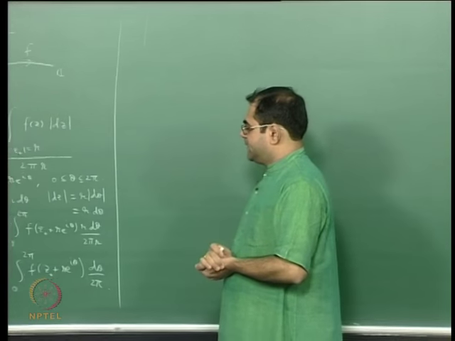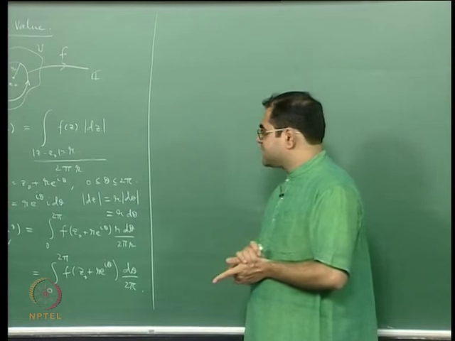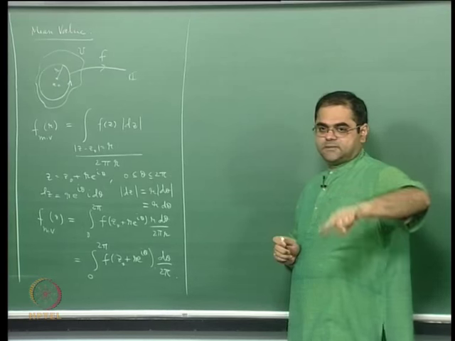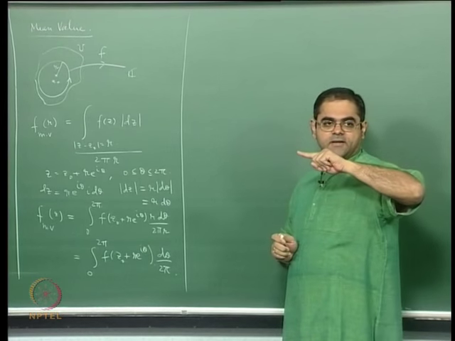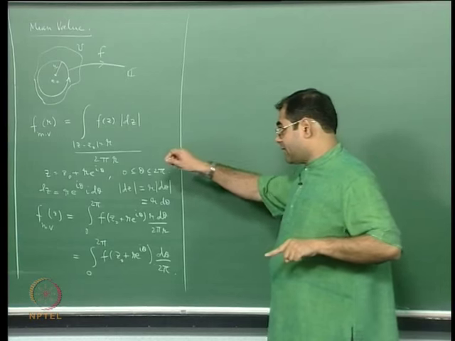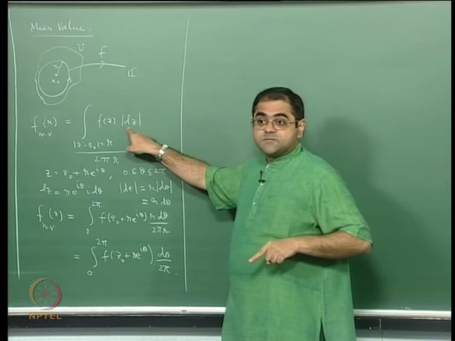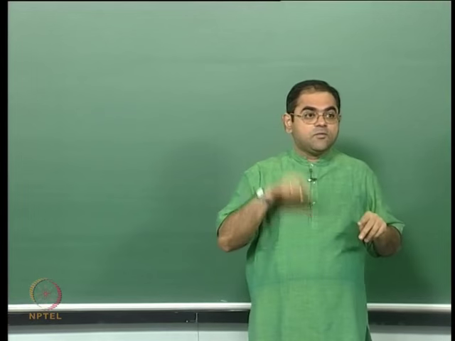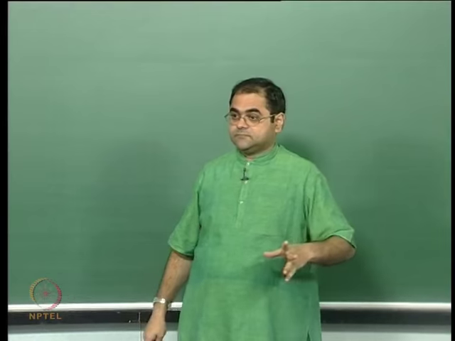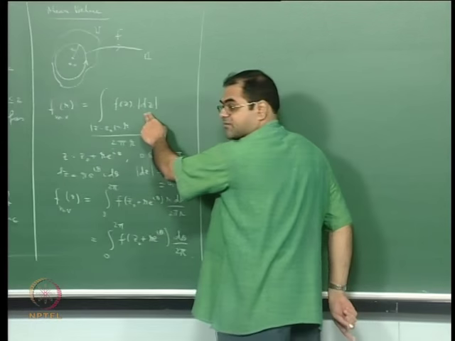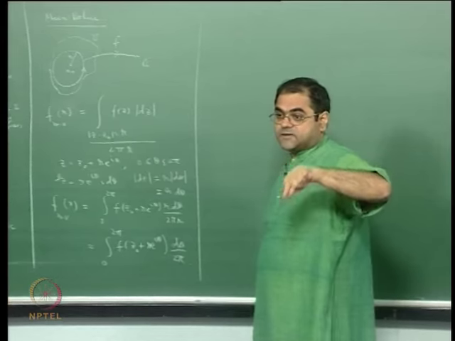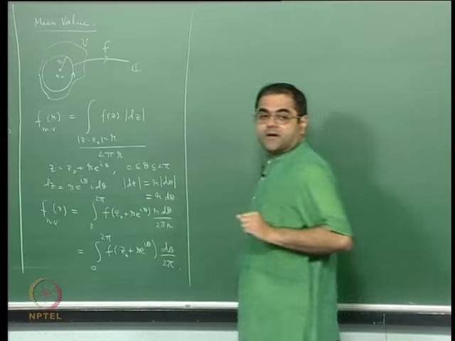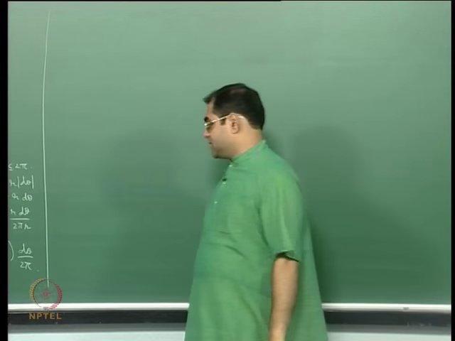and the only thing you must notice is that the mean value is taken on the circular arc, and the fact that you are doing it on the circular arc is reflected by integrating with respect to mod dz, because the integral with respect to mod dz over an arc gives you the length of the arc. So this mod dz comes for that reason, because you are adding up values of the function on the arc, and of course you divide by the length of the arc, which is 2 pi r. In this case the arc is the whole full circle.